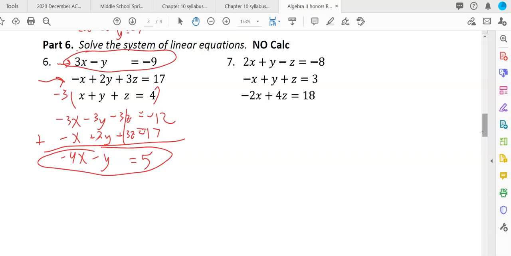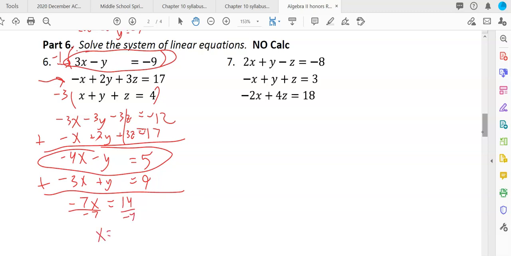Solve those two. So how do I do that? It looks like if I just multiply the top equation by negative 1, the whole thing, I get negative 3x plus y equals positive 9. I'm going to add, I get negative 7x equals 14. That's nice. Divide by negative 7, get x equals negative 2.